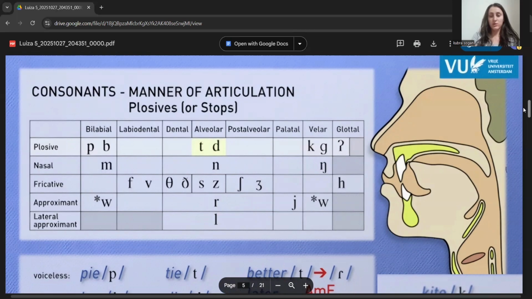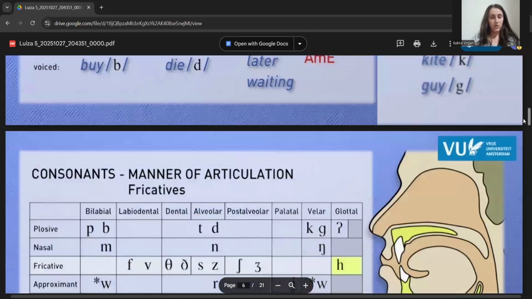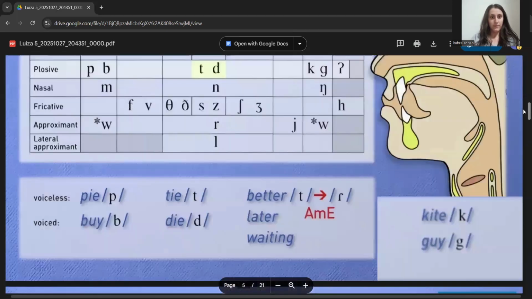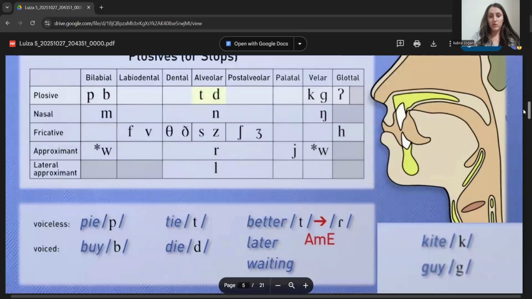Plosives, which are also called stops. We produce plosive consonants by completely blocking the airflow and then releasing it. English has two bilabial plosives that we pronounce with our two lips. They are voiceless p as in pie and voiced b as in buy. There are also alveolar plosives, t as in tie and d as in die.